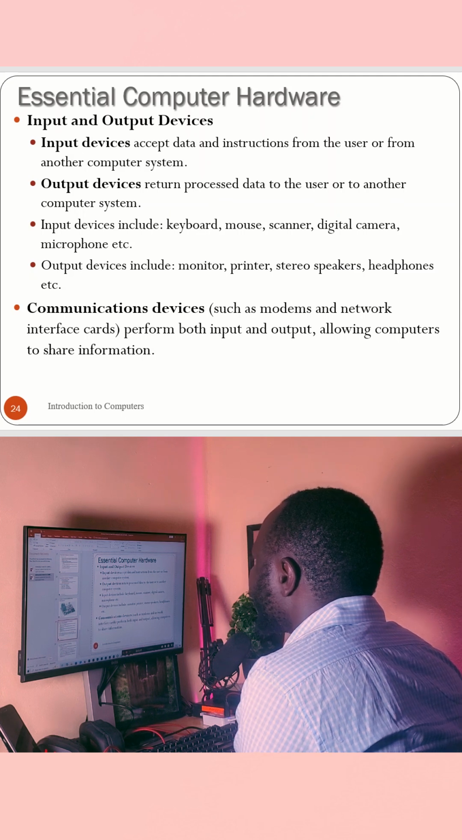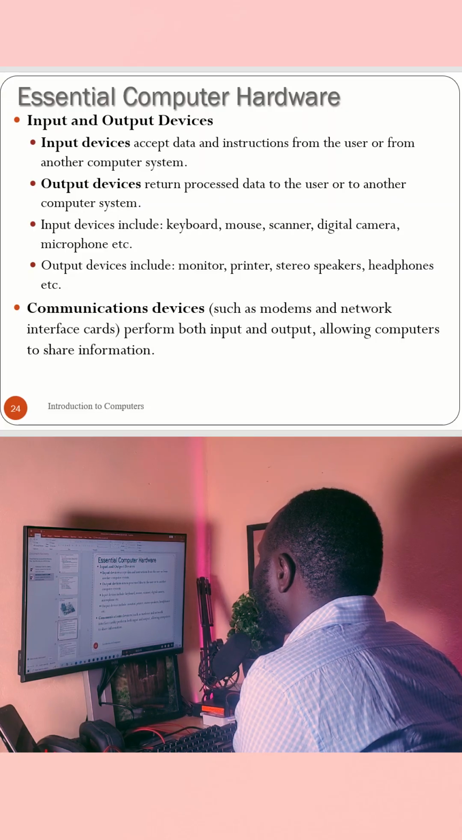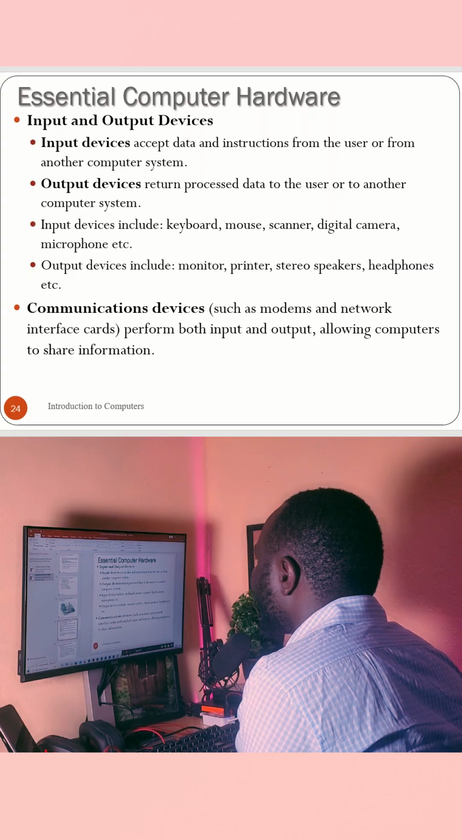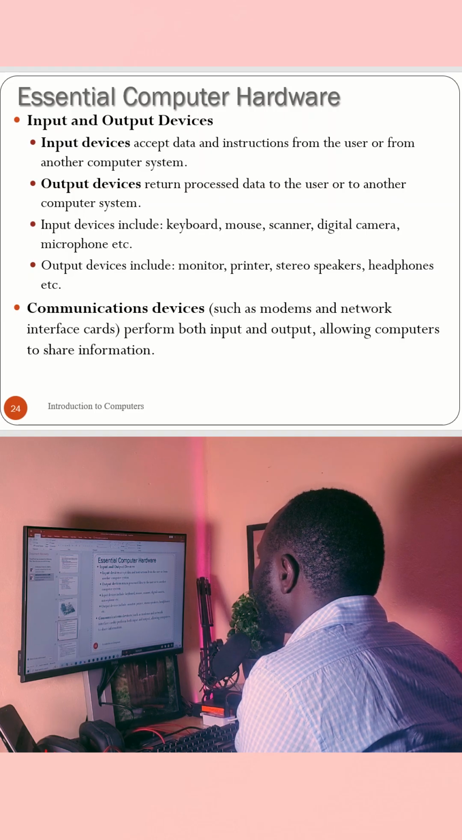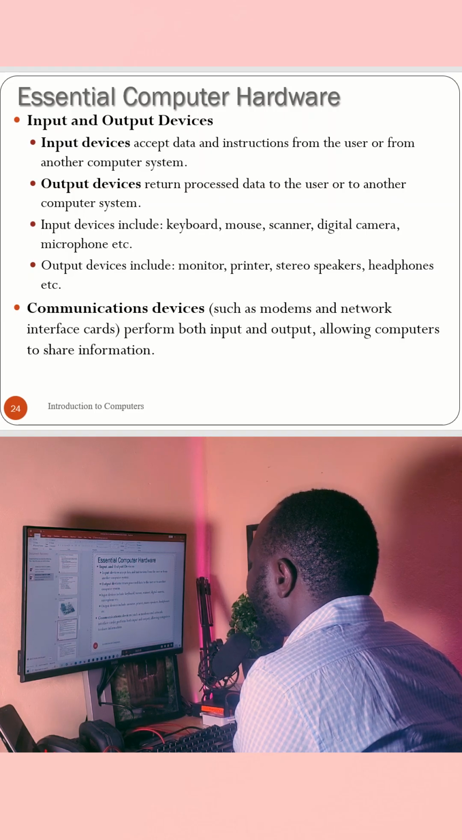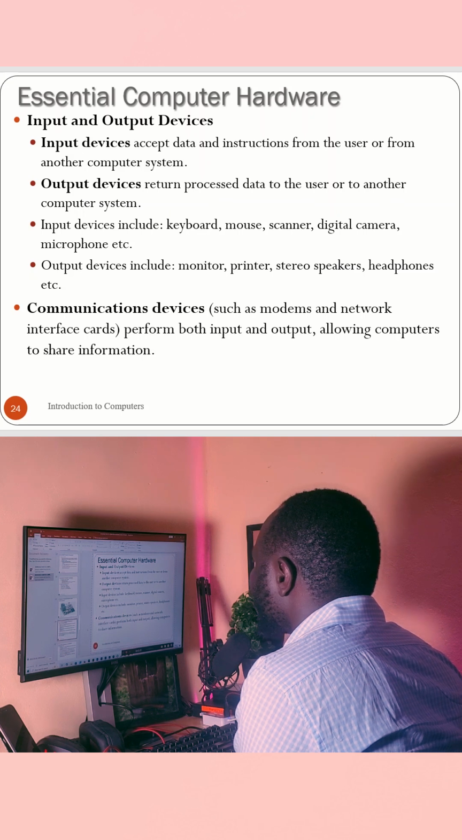Then we also have input devices; these are examples of input devices. We have keyboard, mouse, scanner, digital cameras, microphones, etc. Then we also have output devices, where we have monitor, printer, stereo speakers, headphones, and so on and so forth. Communication devices such as modems and network interface cards perform both input and output, allowing computers to share information.